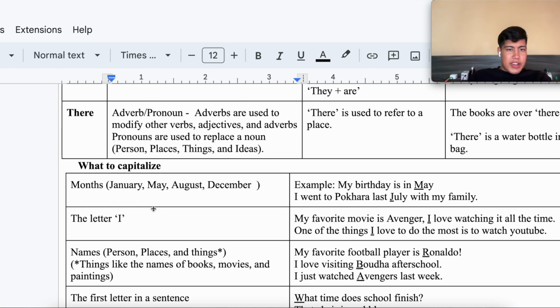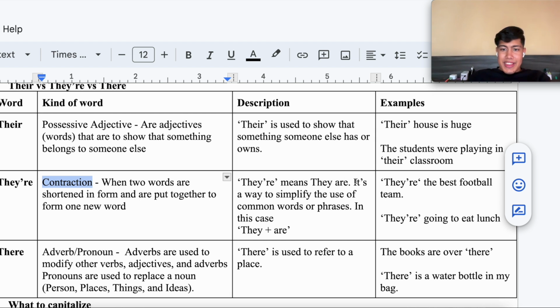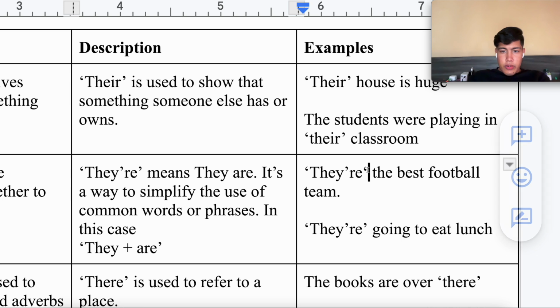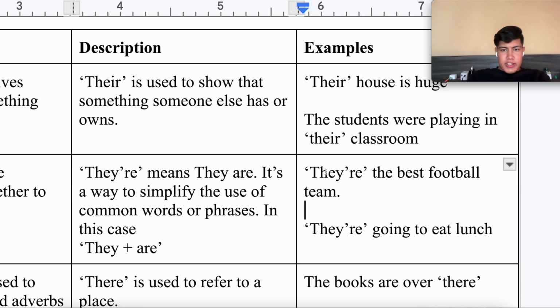And then down here, what do we have? Oh, sorry. No, let's finish this. So they're means they are. It's a way to simplify a common phrase, which is they and are. So in this situation right here, let's fix that comma. They, sorry, not parenthesis, that is a quote. I apologize. Okay, they are the best football team.